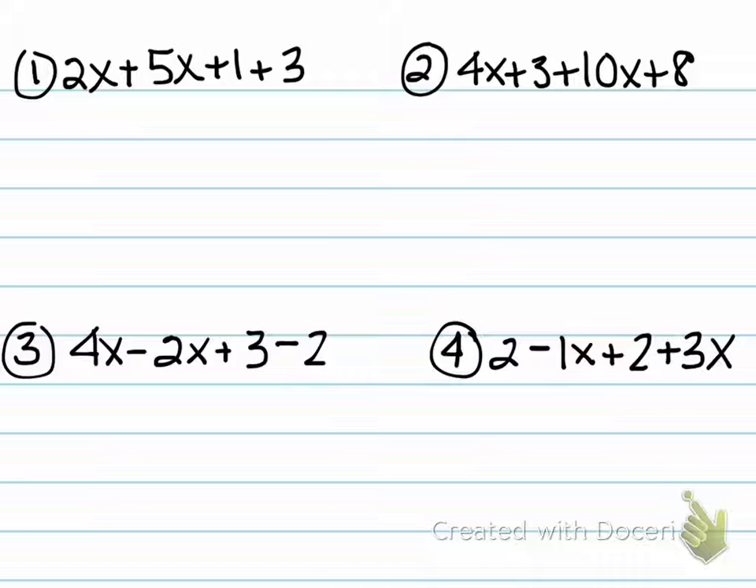So, this first one, let me underline some steps. 2x plus 5x equals 7x, plus 1 plus 3, which is 4. And that's my answer. I've combined my like terms. 7x plus 4.